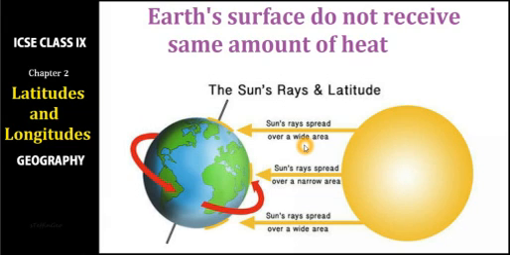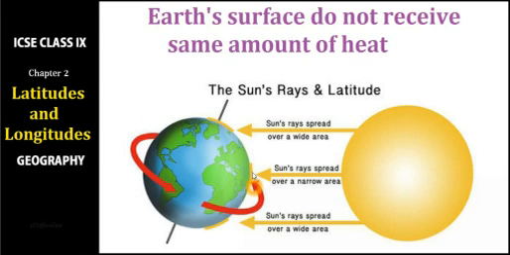So before we go into heat zones, I want you to note one thing: the Earth's surface does not receive the same amount of heat. That means the Earth is spherical in shape, and the amount of sunlight received at different places is different, or we can say according to latitude the amount of sunlight received varies from place to place.